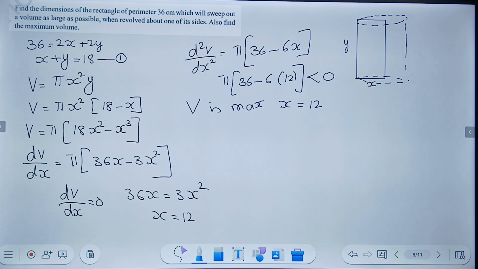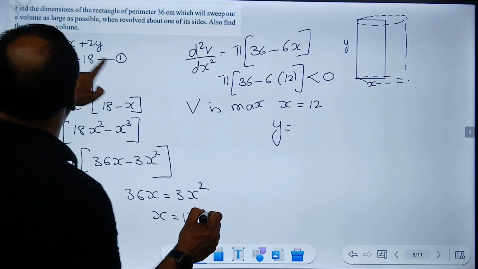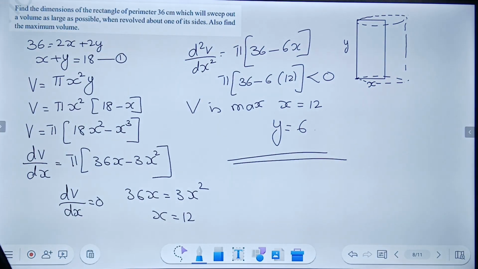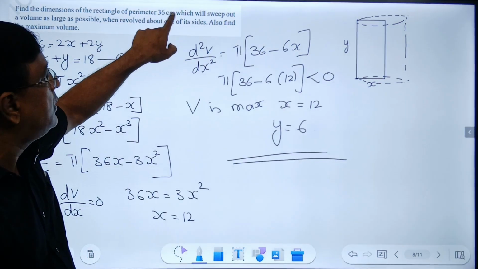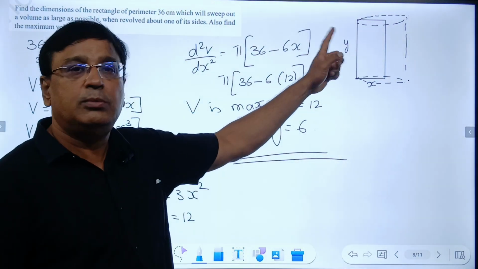You said find the dimensions, I need to find y also. So my y will be 18 minus 12, that is 6. So I have found the dimensions of the rectangle, whose perimeter is 36, and it sweeps out a volume as large as the volume of the cylinder.